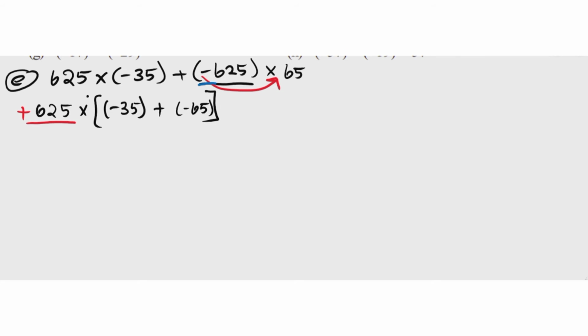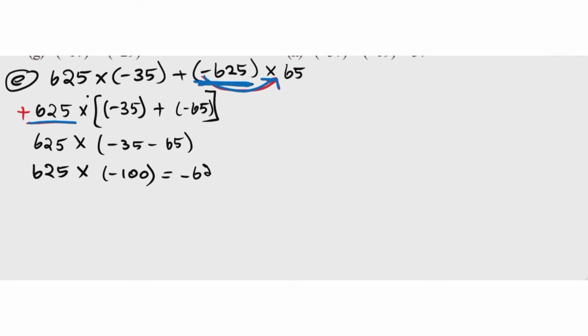Okay. So since I took plus 625 outside, but here I am having minus 625, I am just multiplying this minus to this number. Okay, I hope you understand. Now we can continue doing. So 625 here multiplied by minus 35 plus of minus 65. Okay, so minus 35 minus 65. So 625 multiplied by, if I add, I have to add, right? I get minus 100. So now after multiplying, my answer is minus 62,500. Okay, I hope you got this answer.